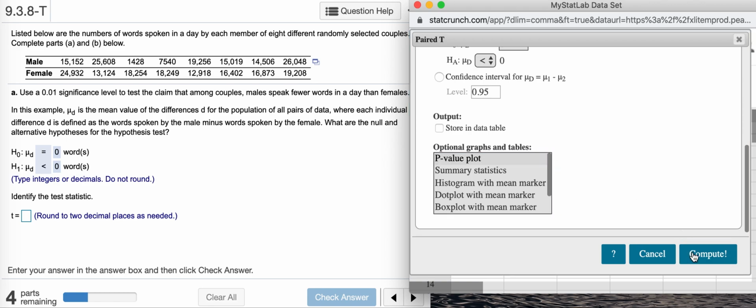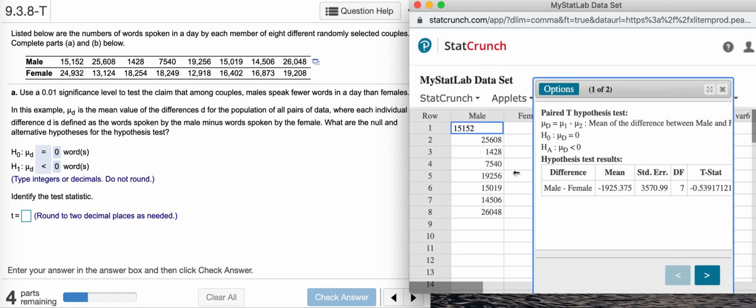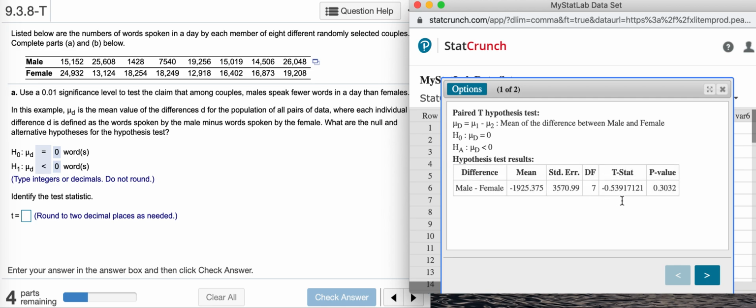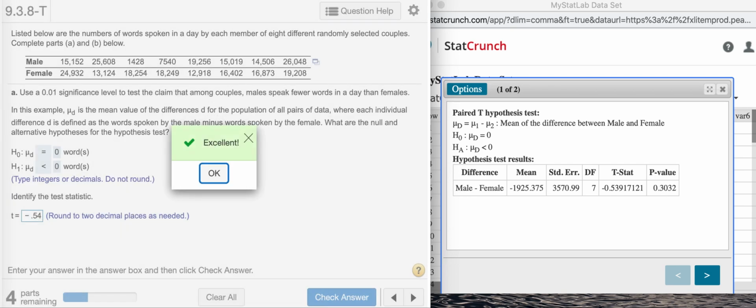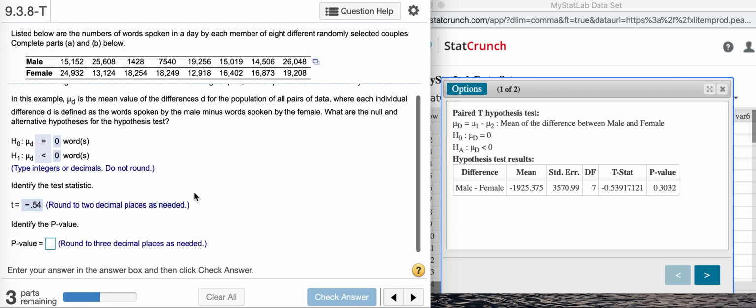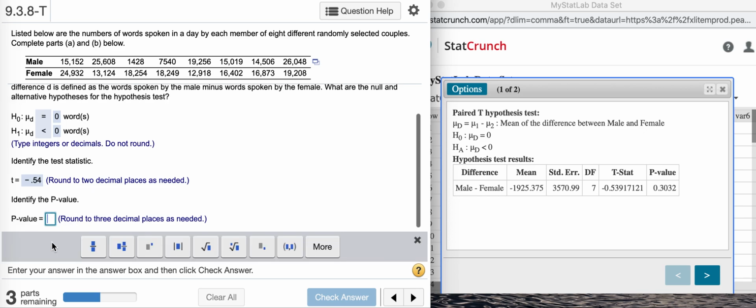And so if I compute the results, the test statistic and the p-value are given. Rounded to 2 decimal places, the test statistic is negative 0.54, and the p-value, to 3 decimal places, is 0.303.